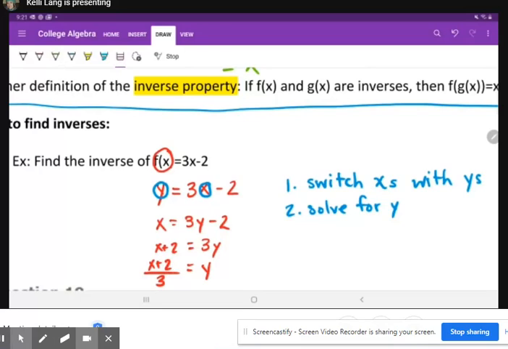And since we're advanced algebra students now, we don't write it as y. We're going to change y back to whatever we're calling our inverse function. So normally you'd call it g of x. You can call it whatever you want, just give it a name. So we're going to erase the y and make it a g of x. And that's how you find an inverse.